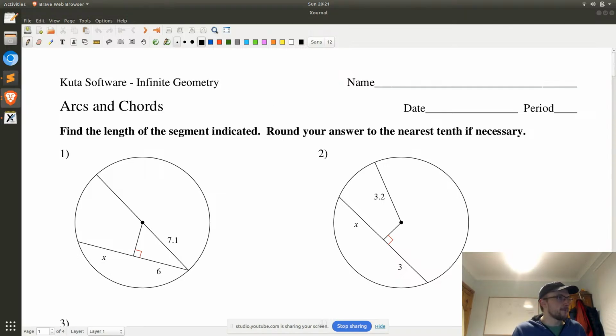Okay. How many? 14. Find the length of the segment indicated. Round your answer to the nearest tenth if necessary.